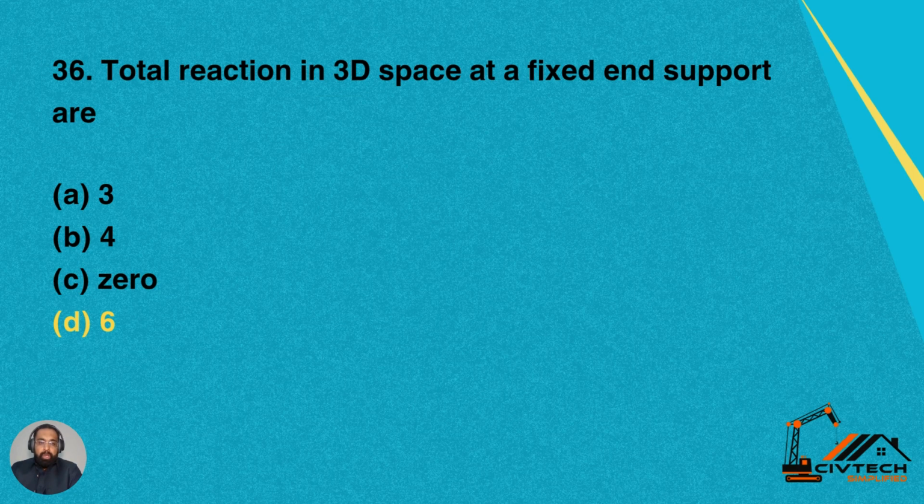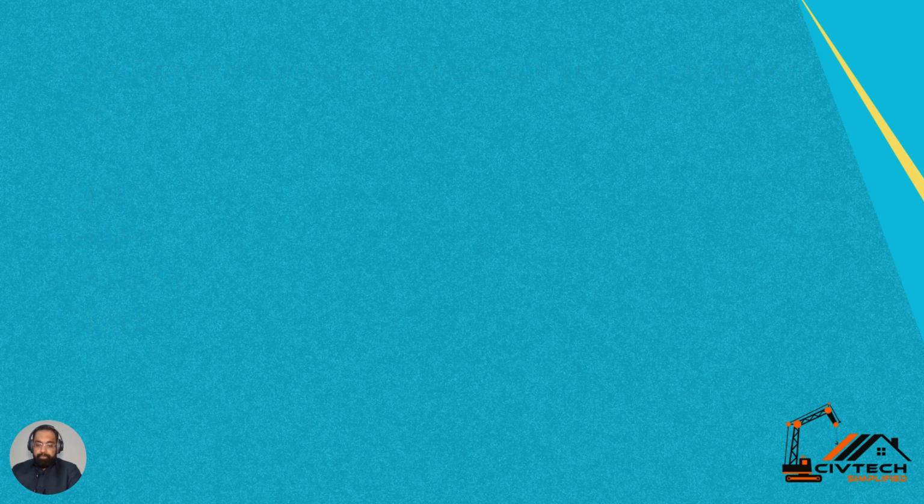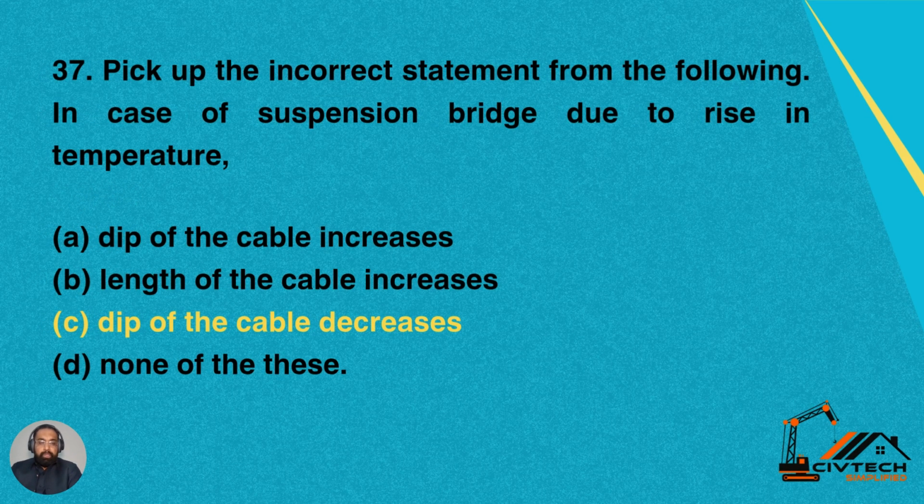Question 36. Total reactions in 3D space at a fixed end support are option A 3, option B 4, option C 0, option D 6. So option D is correct. Total reactions in 3D space at a fixed end support are 6.